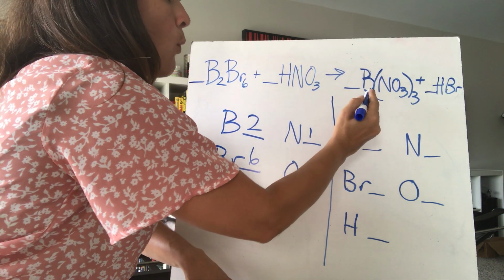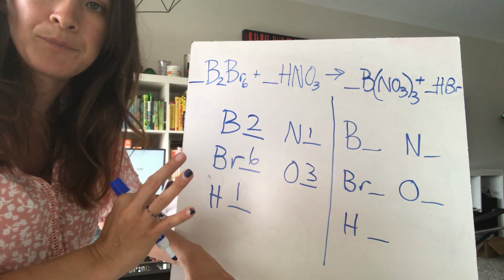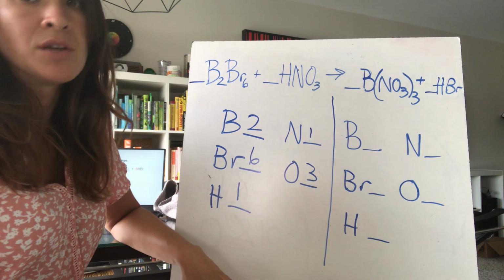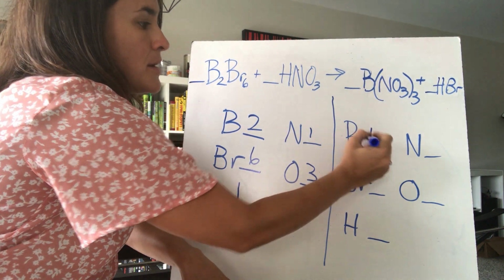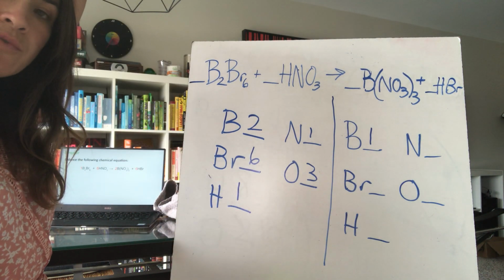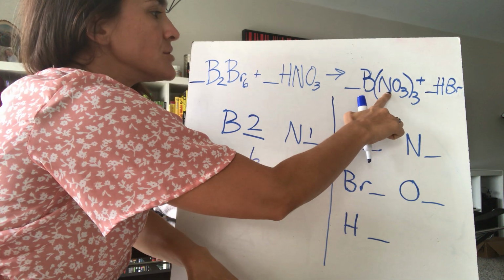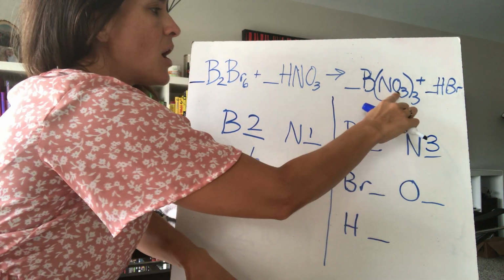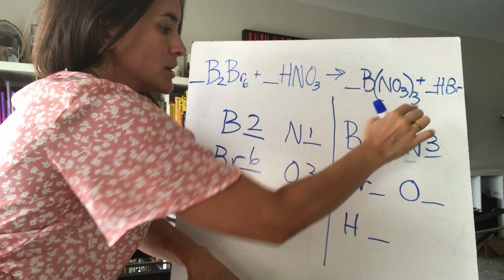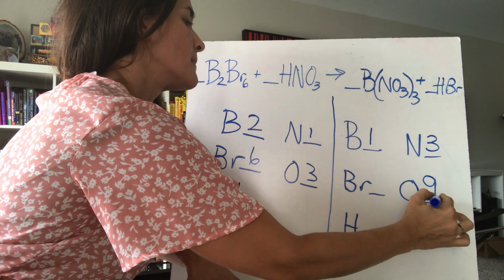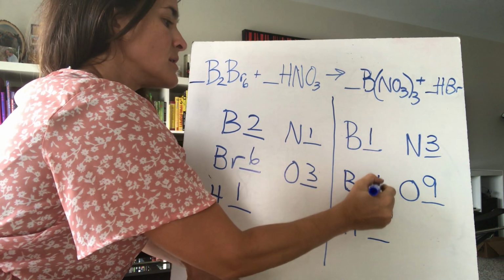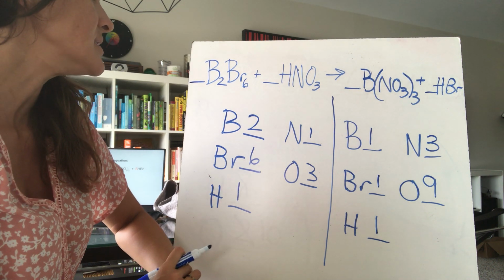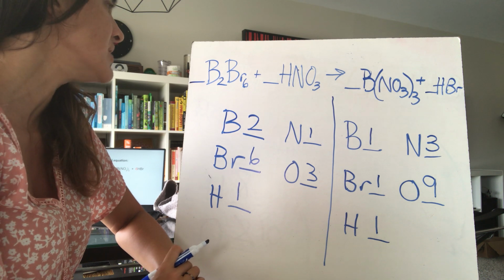Here there's only 1 boron, not 3. This 3 only distributes to what is inside the parentheses. So there is only 1 boron atom on the product side so far. Nitrogen is times 3, so there are 3. And oxygen is 3 times 3, so there are 9. H and Br, there's each just 1 of them.